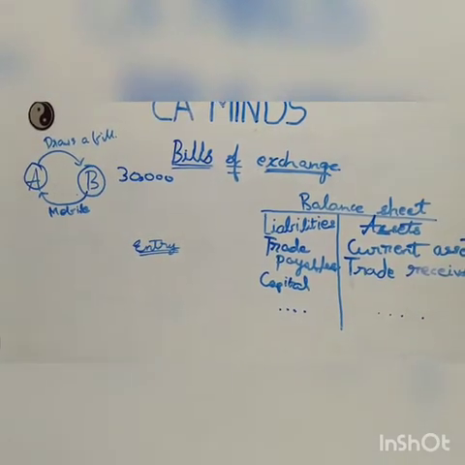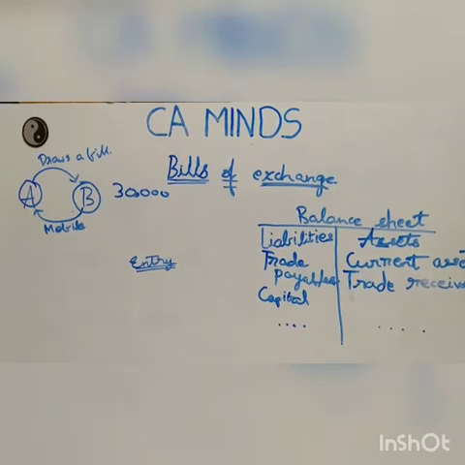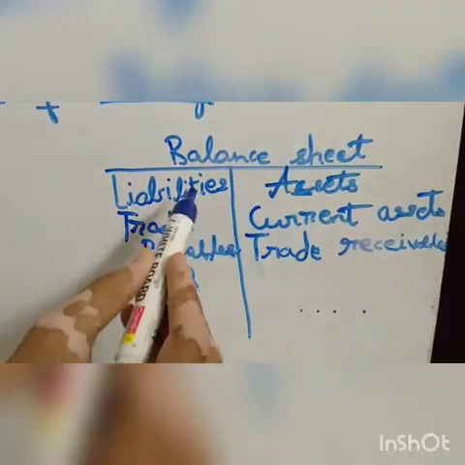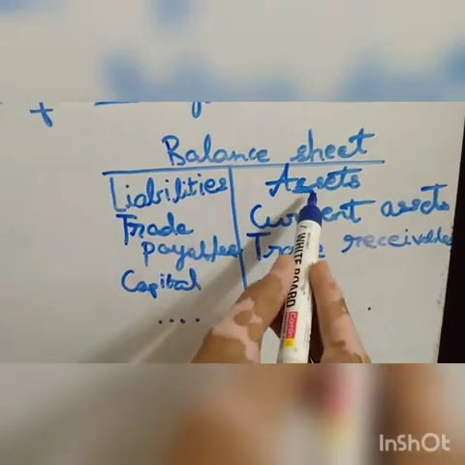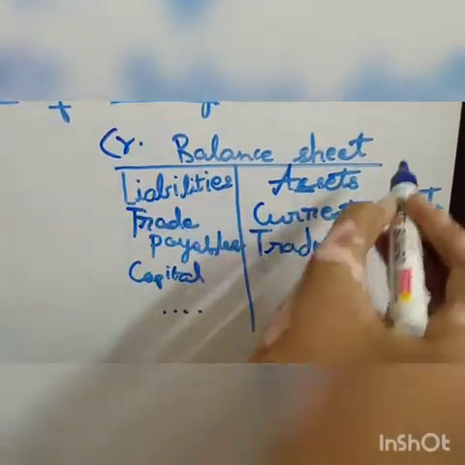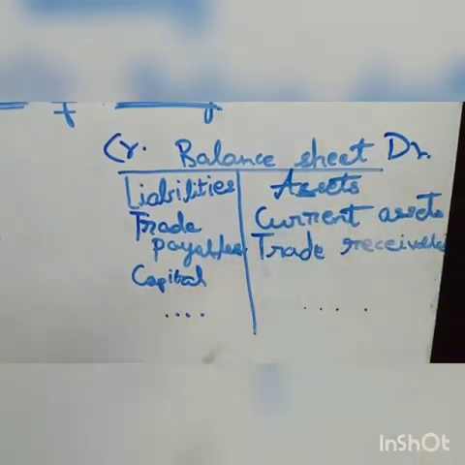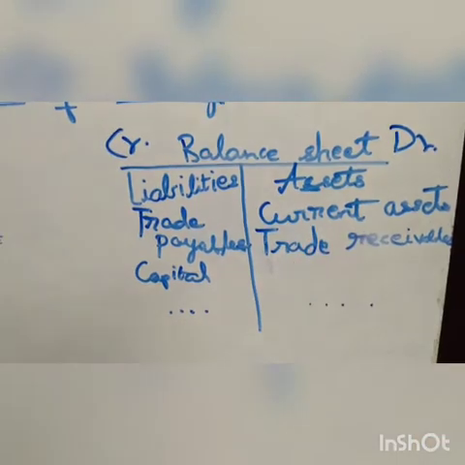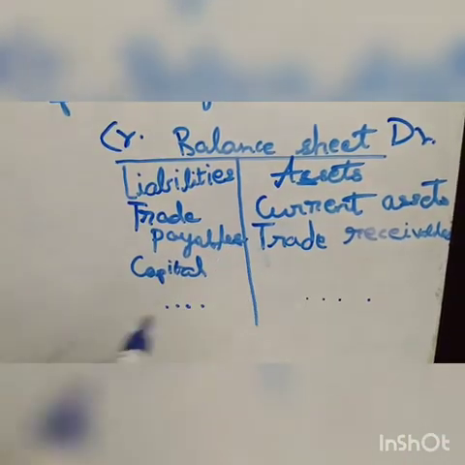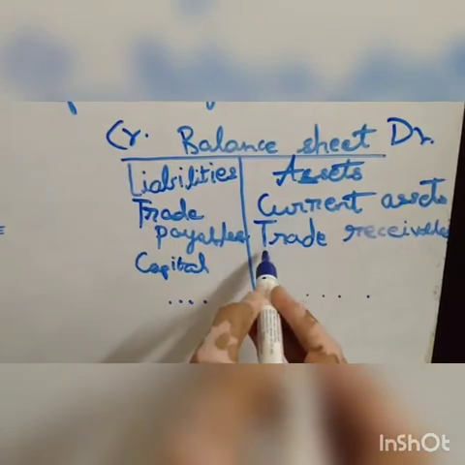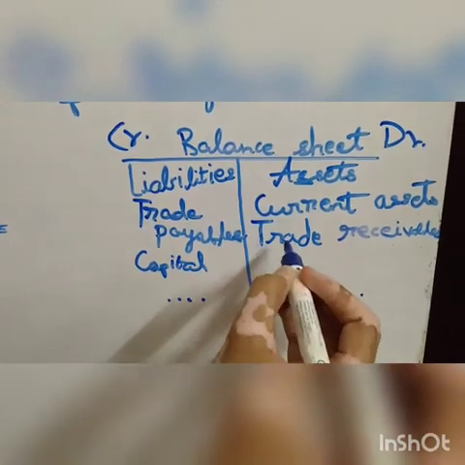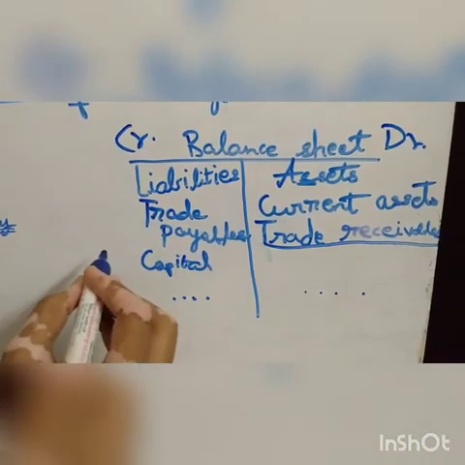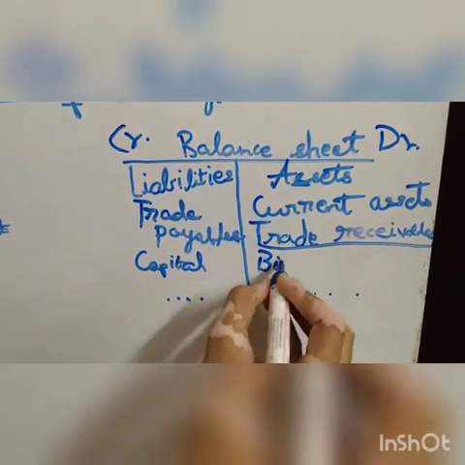Then what is the entry over here? Let us understand briefly. Let us take the balance sheet. Liabilities on the left side, assets on the right side. Liabilities are of credit balance, assets are of debit balance. Trade receivables are under the assets column. So before the bill is drawn, for the seller A, it is a trade receivable. When he draws a bill on B, it becomes bills receivable.